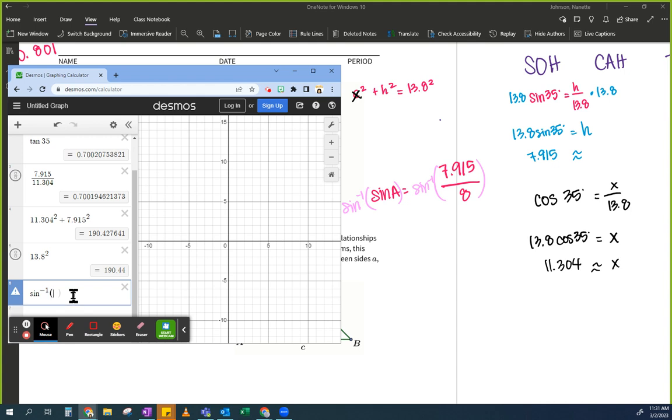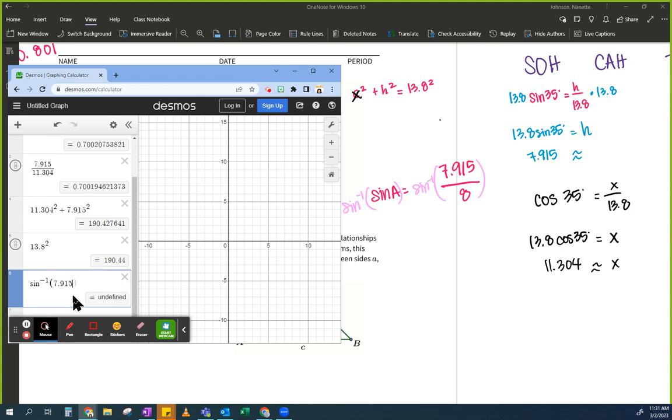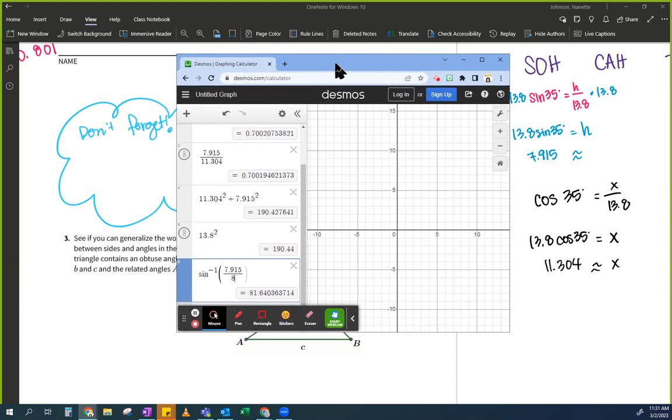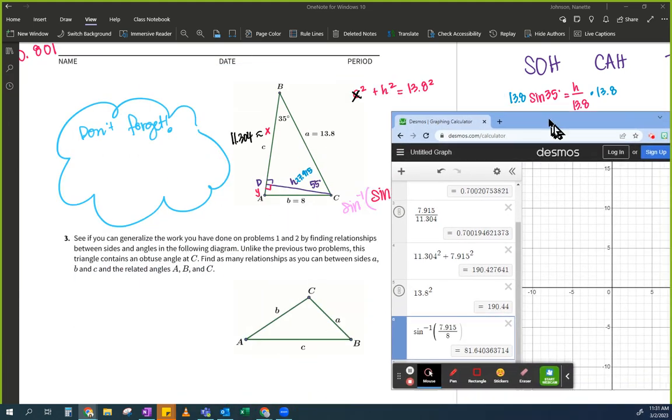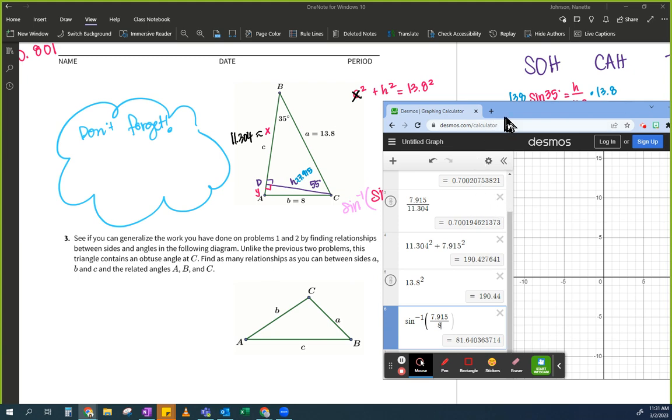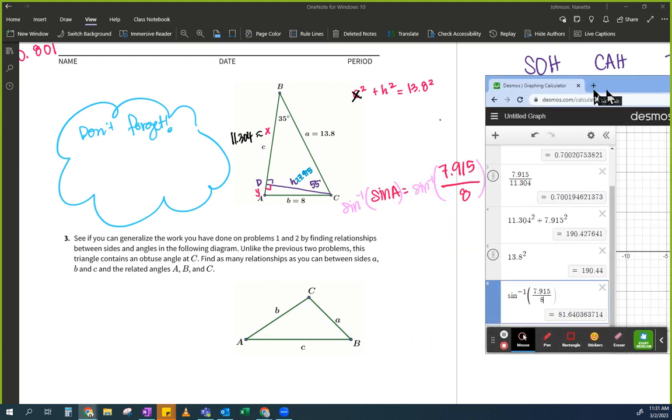And then you put 7.915 divided by 8. You get this angle, 81 degrees. So 81.64 degrees is your answer. Let me plug that back in over here. So then we have A is about 81.64.